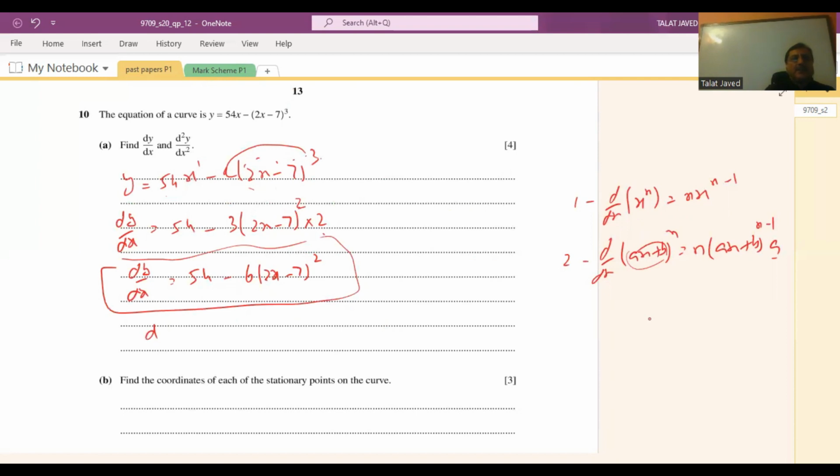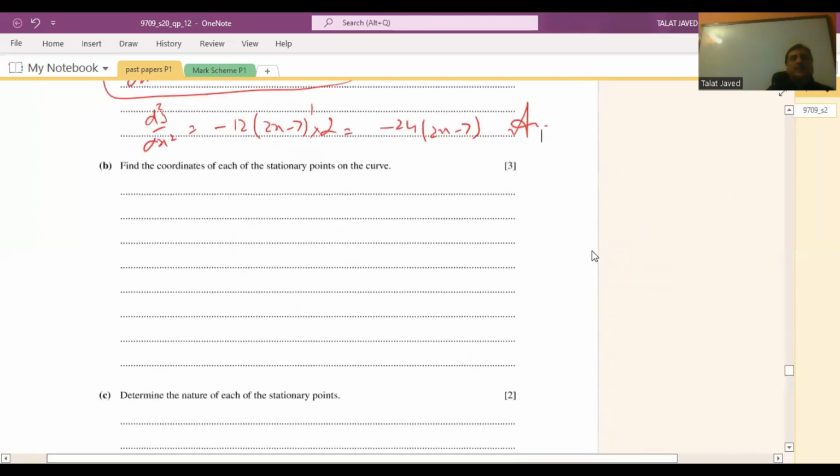Now the second derivative is d square y by dx square. The derivative of every constant number is 0. So the derivative of 54 is 0. When we take 2 down, we get minus 6 into 2 into 2x minus 7. Subtract 1 from the power, we get power 1, which is again multiplied by the derivative without the power, which is 2. So this is equal to minus 24 into 2x minus 7.